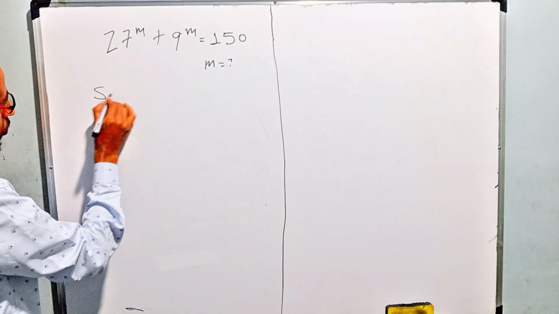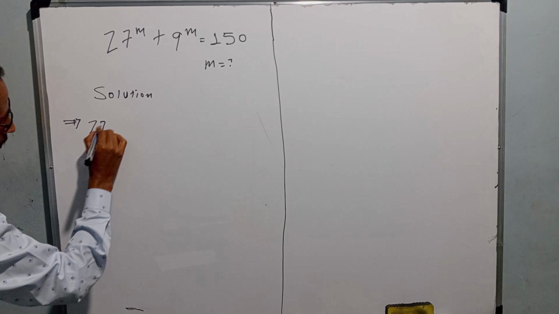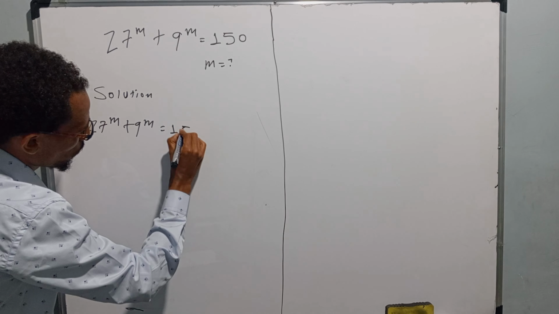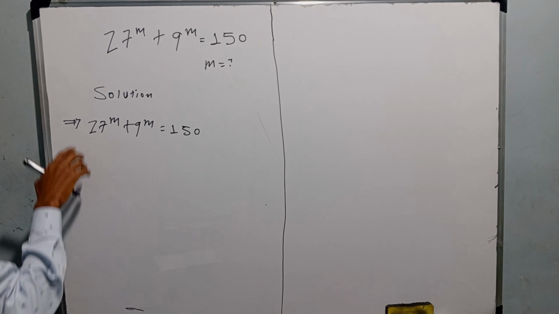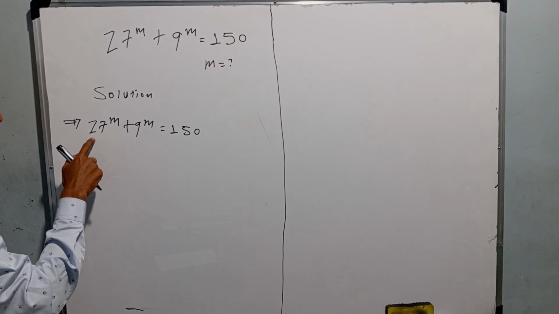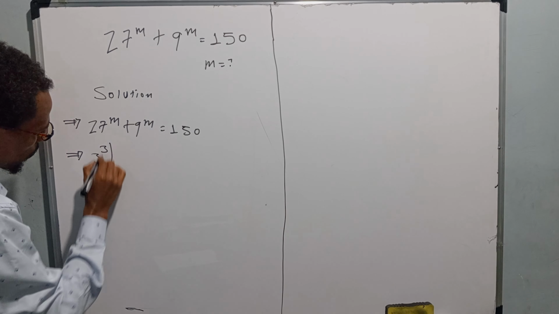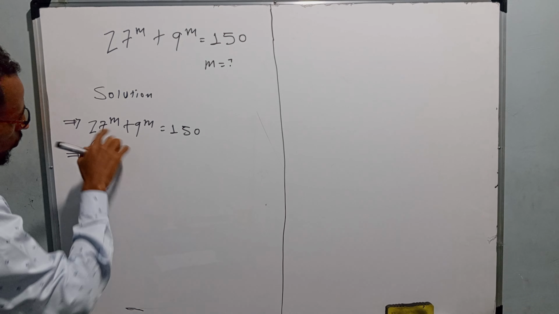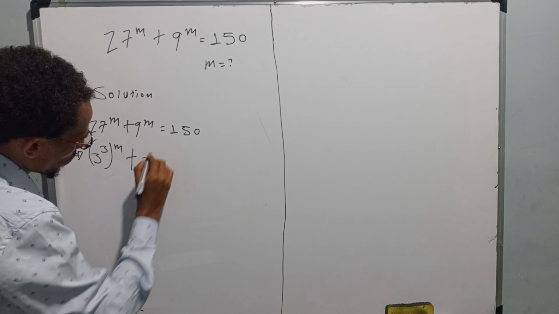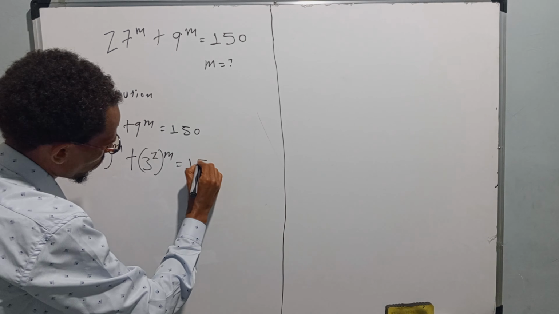So let's start the solution. We can write the given equation: 27 to the power of m plus 9 to the power of m is equal to 150. So 27 and 9 must be expressed with their least prime factorization. We can write 27 as 3 to the power of 3, because 3 times 3 times 3 gives us 27. The whole power of m plus 9, which is expressed as 3 squared, the whole power of m, is equal to 150.